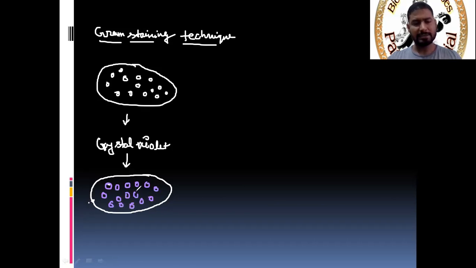Previously, each bacterium did not have any color, but when treated with the crystal violet stain, or weak alkaline solution, which is also known as the Gram stain, they become colored. This crystal violet stain is also known as the Gram stain. Okay, this is the Gram stain. Again, what did he do in the next step after treating with crystal violet?